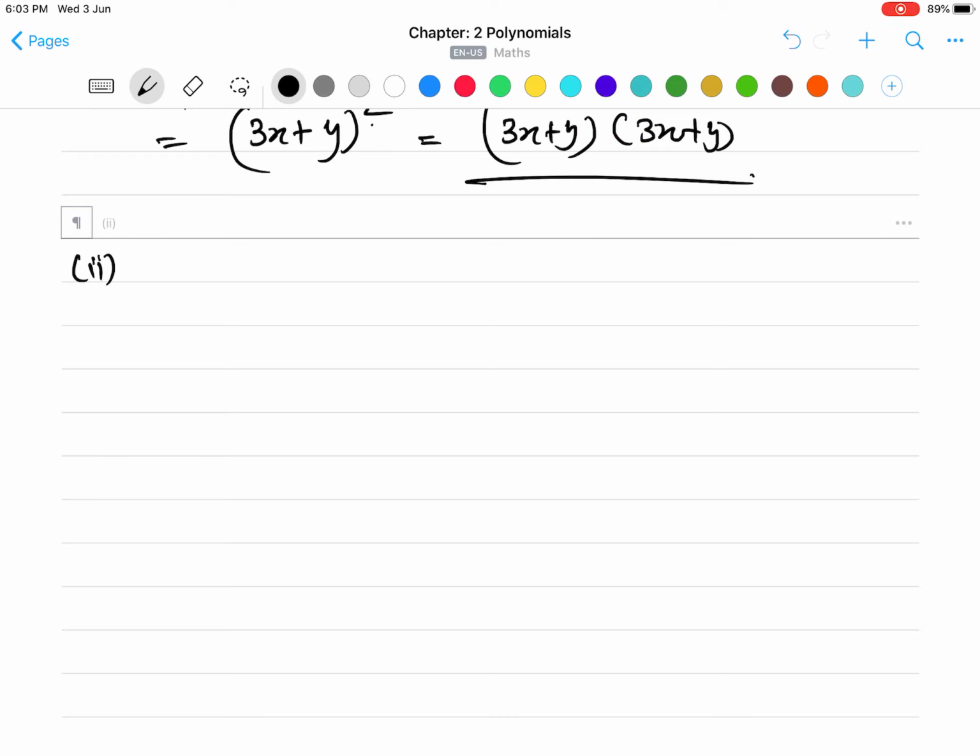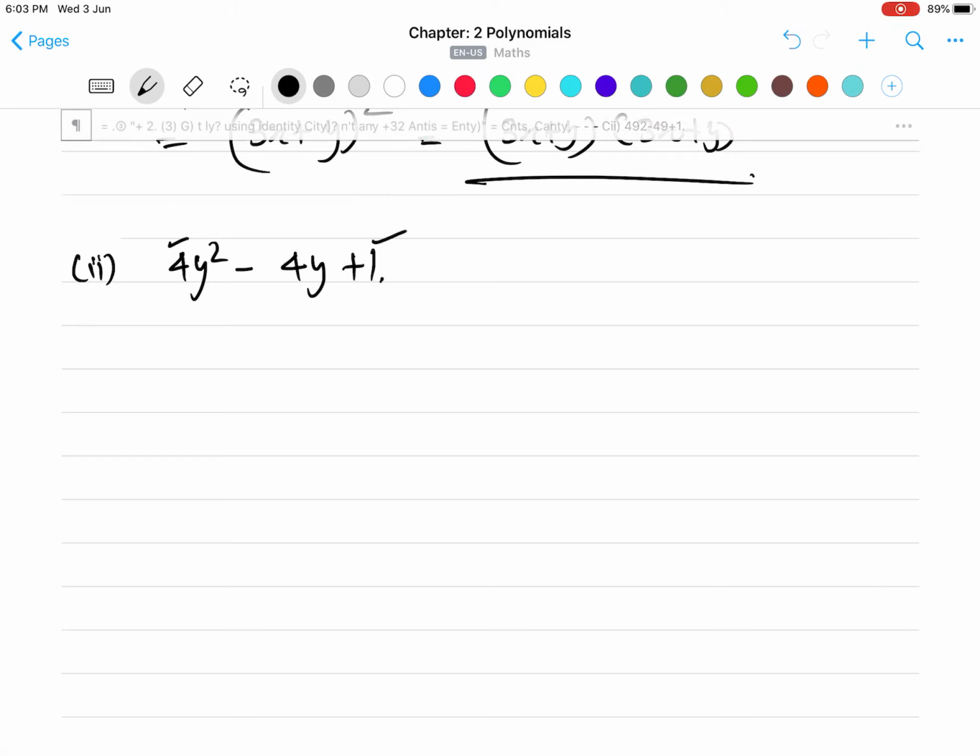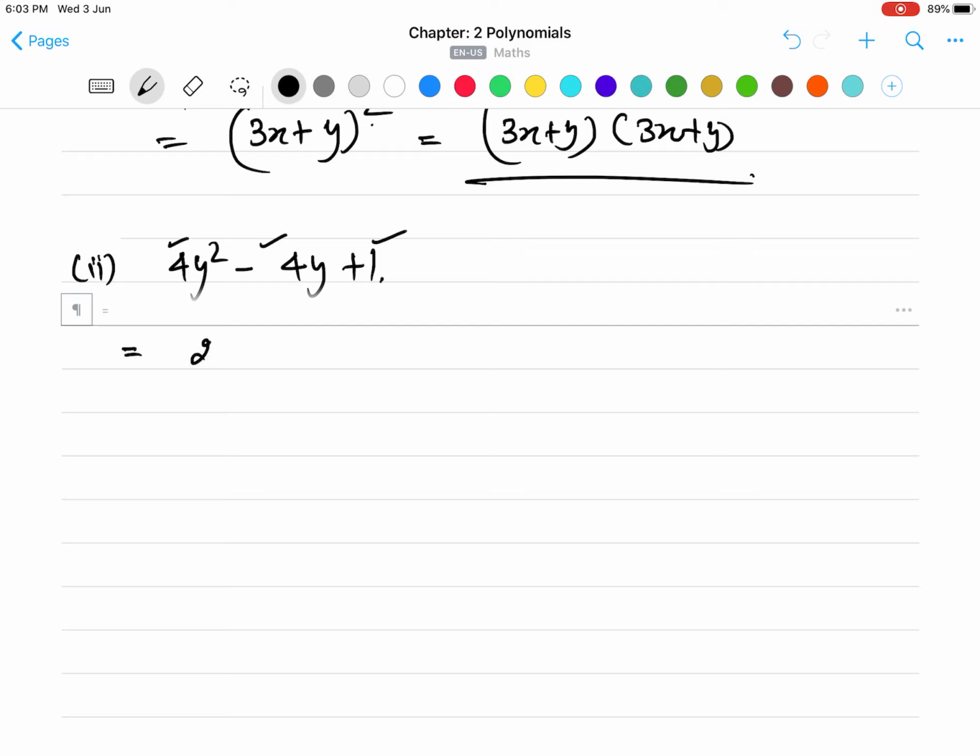Now come to the second part. Now we have 4y square minus 4y plus 1. Now you can see we have this in the form of x square, y square, and this looks like the form of minus 2xy. So we can write these terms as: this 4y square can be written as 2y whole square. Then this 1 can be written as 1 whole square. 1 power anything will again result in 1. Okay, in between we'll write minus 2xy. X is 2y, y is 1. So now we'll write using the algebraic identity.